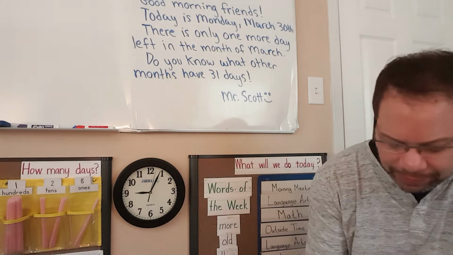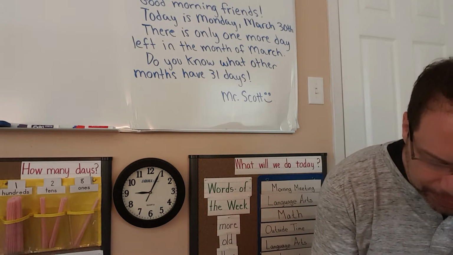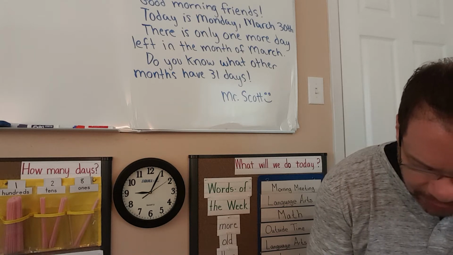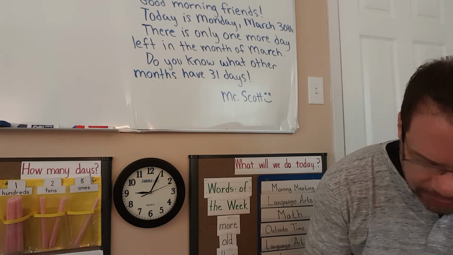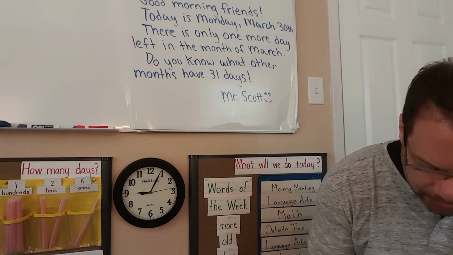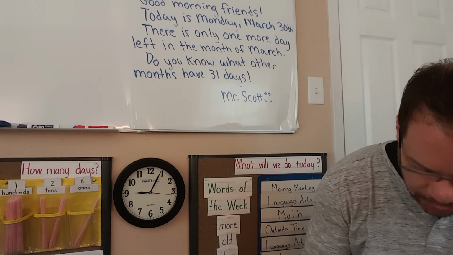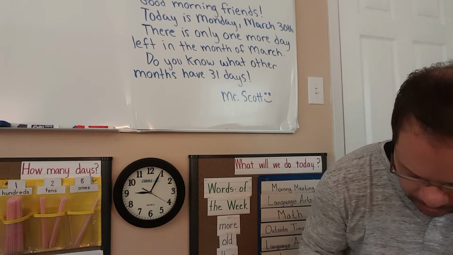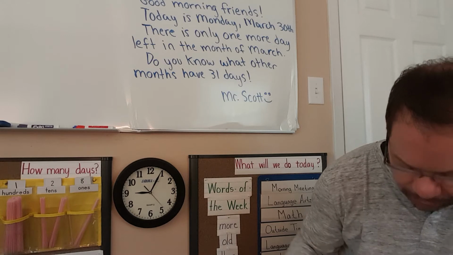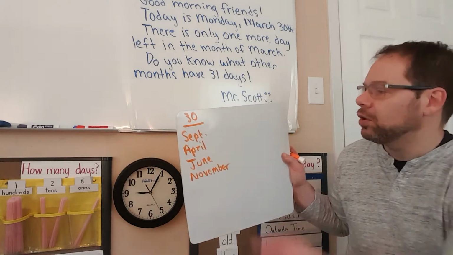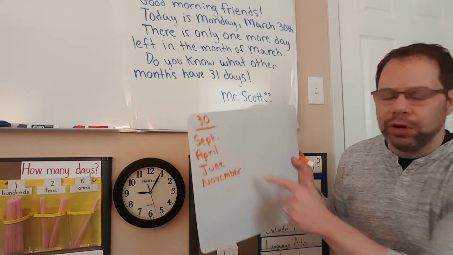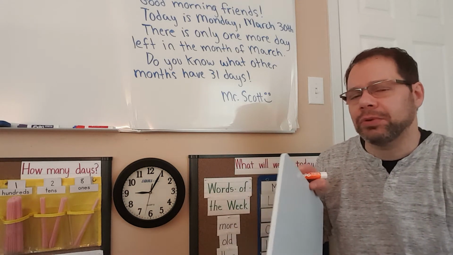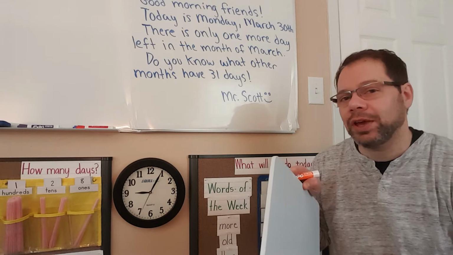So let me write that down. 30 days, September, and I'm abbreviating these. 30 days have September, April, June, and November. Okay, so that is 1, 2, 3, 4 of the months. And there's how many months in the year? Go ahead, tell your parents, your brother, your sister, or your stuffed animal.